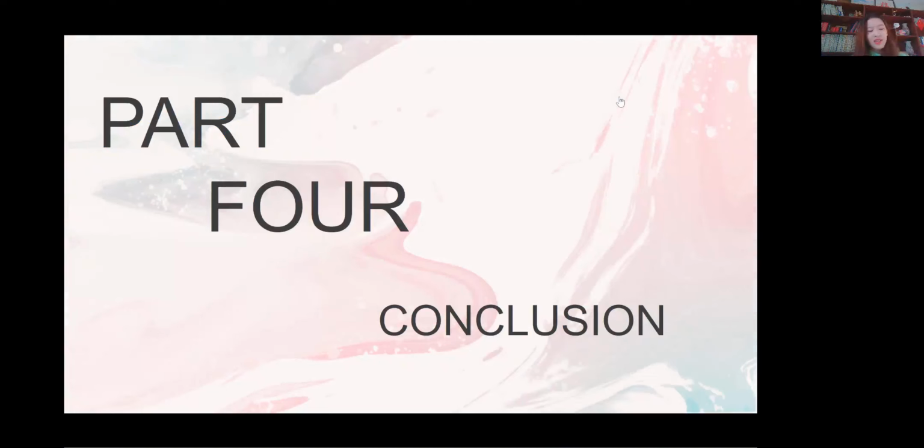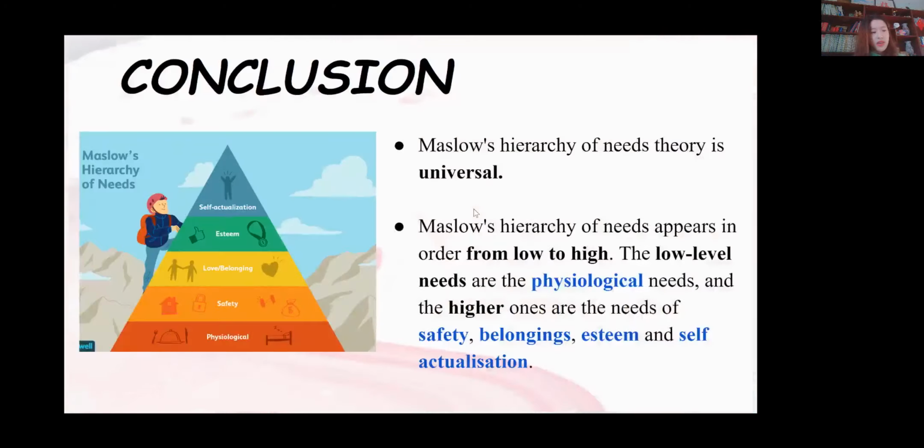The last part is the conclusion. Let me summarize. There are 2 points. The first is that Maslow's hierarchy of needs theory is universal. The second is that Maslow's hierarchy of needs appears in order from low to high. The low-level needs are the physiological needs, and the higher ones are the needs of safety, belonging, esteem, and self-actualization.